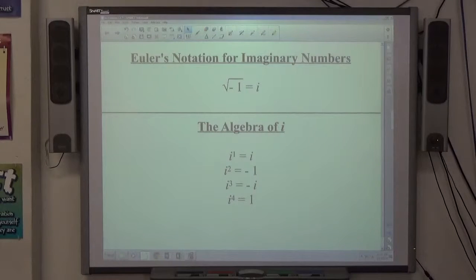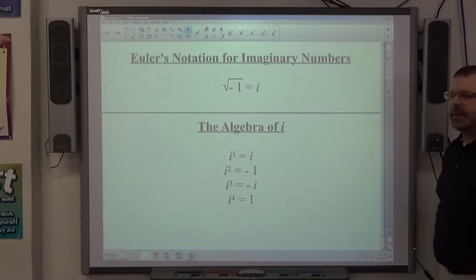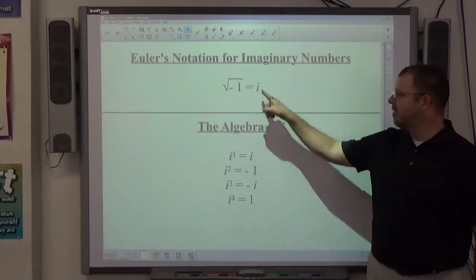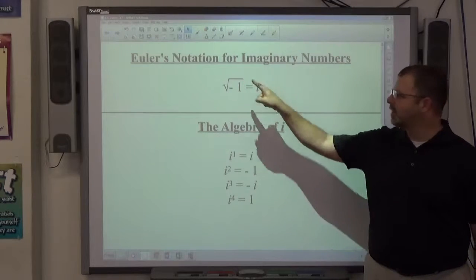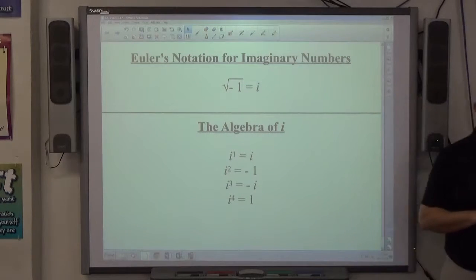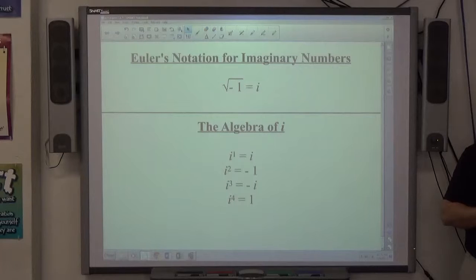Okay, before I go on to examples 1 and 2, I want to deal with Euler's notation for imaginary numbers. Here's what he invented. He invented the letter i to represent this exact thing, the square root of negative 1. And the square root of negative 1 does not exist. It's not possible to have a square root of negative 1.